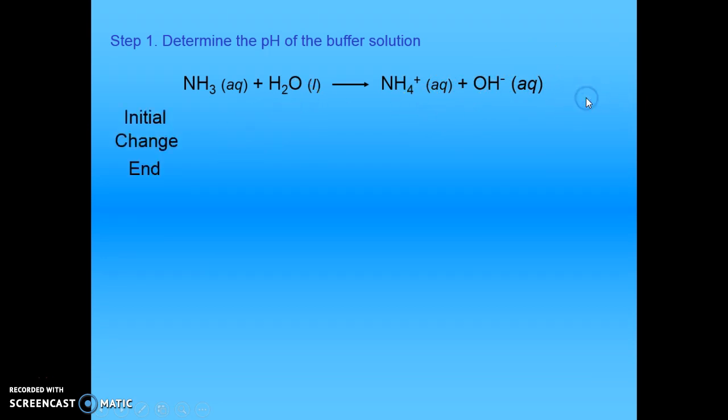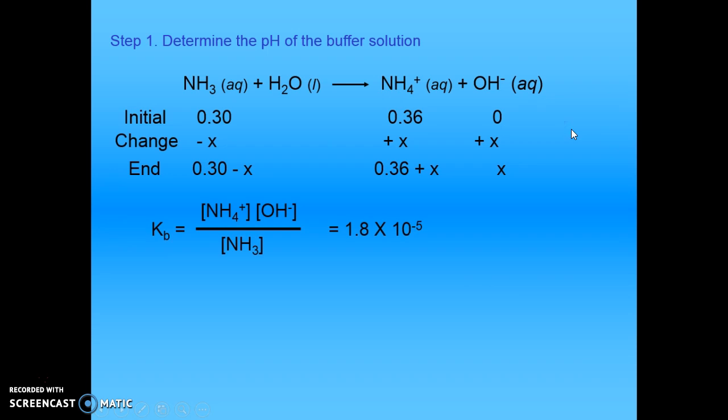Step number one, determine the pH of the buffer solution. So what do we have? Here's our reaction. We've got ammonia reacting with water to produce ammonium ions and hydroxide ions. So initially, based upon the information from the last slide, ammonia is 0.30, ammonium is 0.36. We're going to lose the reactants, gain the products, and so in the end, these are going to be our concentrations. We need to figure out what X is in order to figure out OH minus.